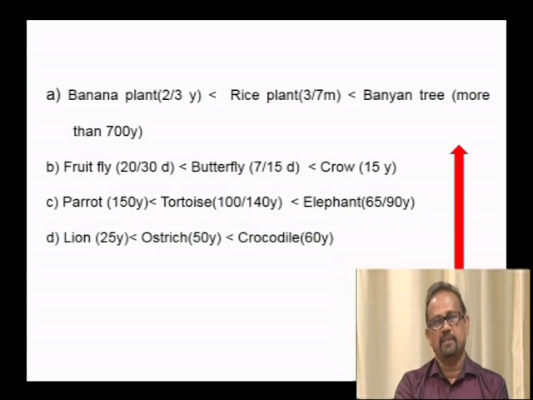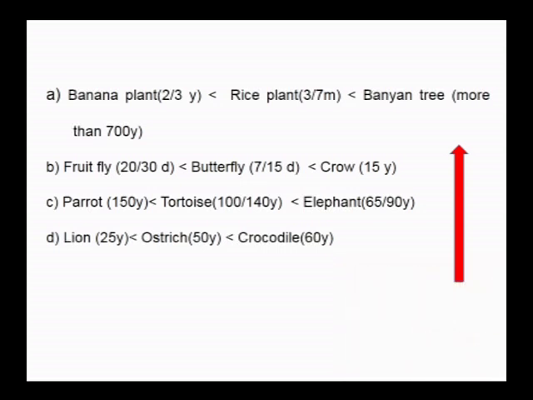See, banana plant has a lifespan of 2 to 3 years, rice plant has 3 to 7 months, banyan tree has more than 700 years, fruit fly has 20 to 30 days, butterfly has 7 to 15 days, crow has 15 years, parrot 150, tortoise 140, elephant 65, lion 25, ostrich 50, crocodile 60.